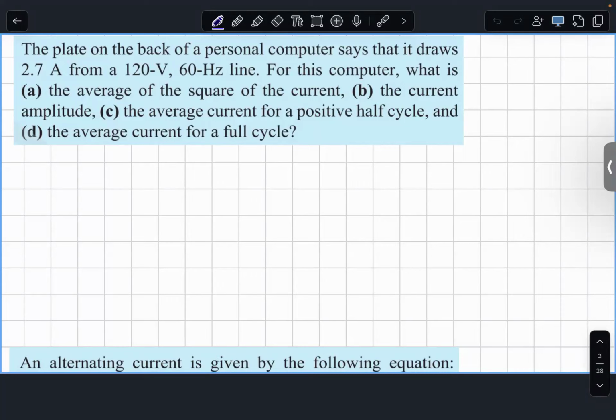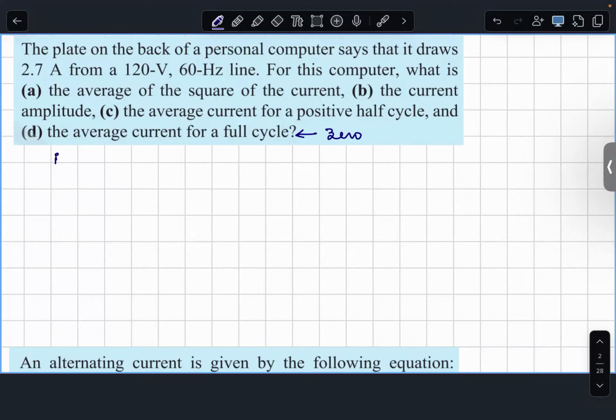Now, the question is, what is it that they're asking for? I hope everyone in this class has understood. They're simply asking the average value, RMS value, and the average current from a positive half cycle and average current from a full cycle. First thing, for D, the answer is 0. Most enjoyable part of the question.